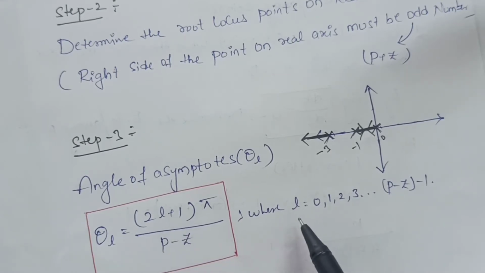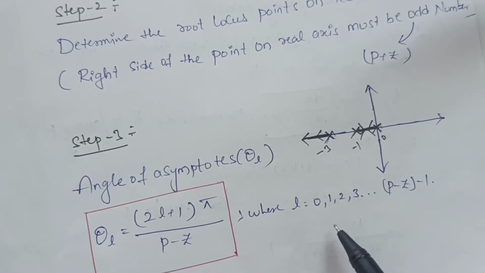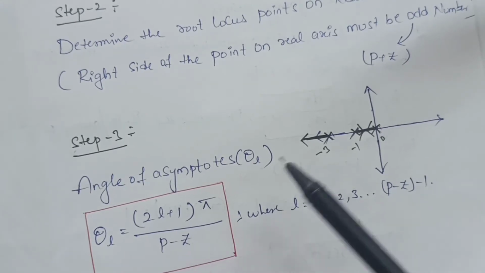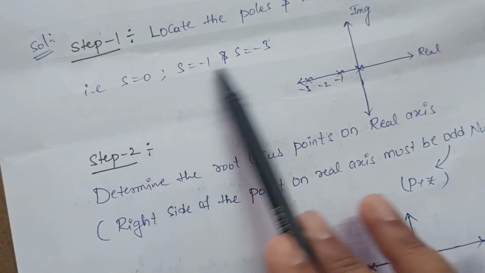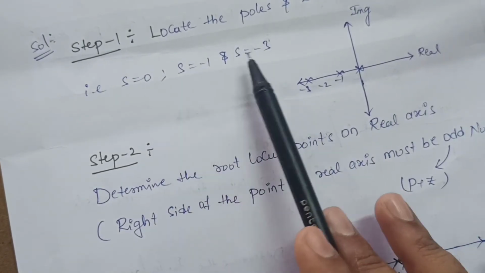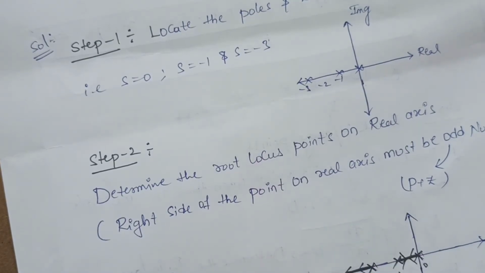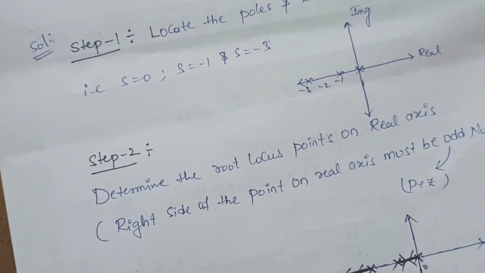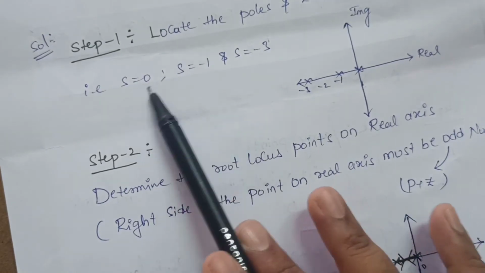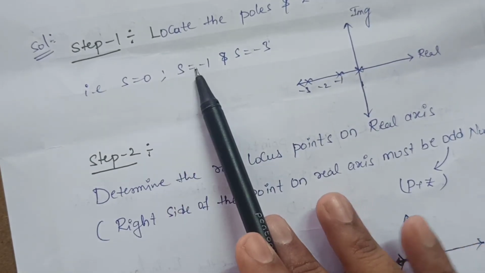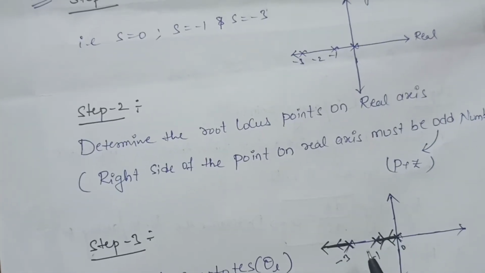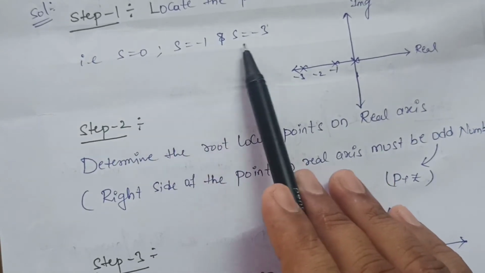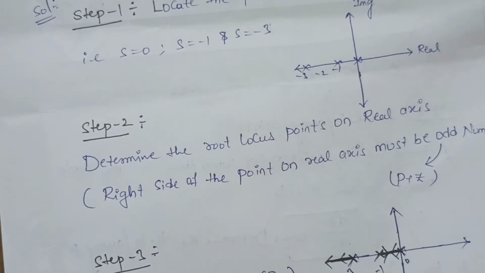If you substitute l equal to 0, 1, 2, 3 and so on, we get some angles. You need to find those angles also. For example, if the number of roots is 3, the l value goes up to 2 only. With P minus Z equal to 2, the l value goes up to 1 only, so you substitute 0 and 1. But in this problem the total number of roots is 3, so the l value goes up to 2 only. Substitute the 0 value, 1 value and 2 value.